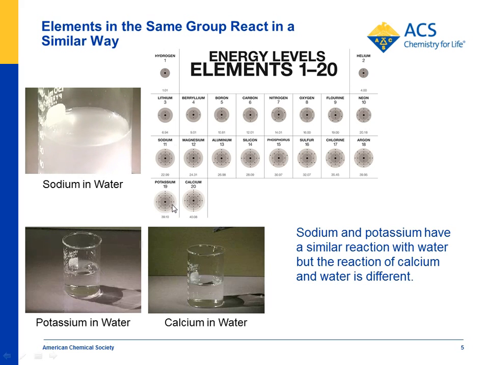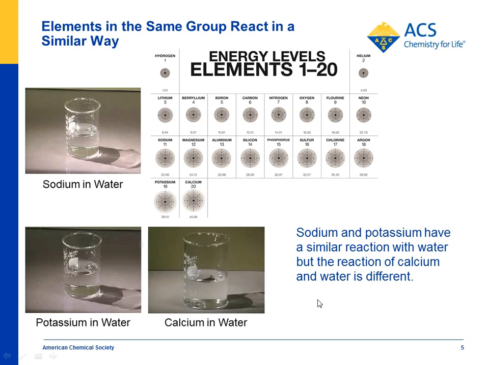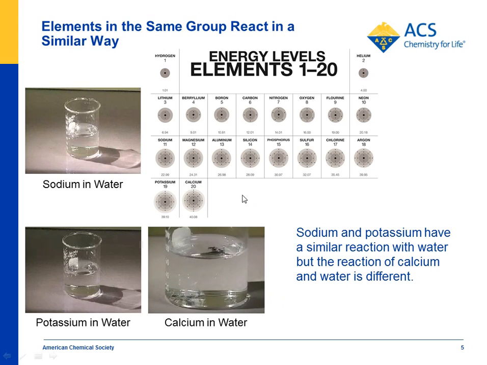And now, if you move over 1 from potassium, it's calcium. We think that should be a little different since it's not in the same column. And it is somewhat reactive. It's producing a gas here, but it's not the same. It's not zooming around on the top of the water getting extremely hot.